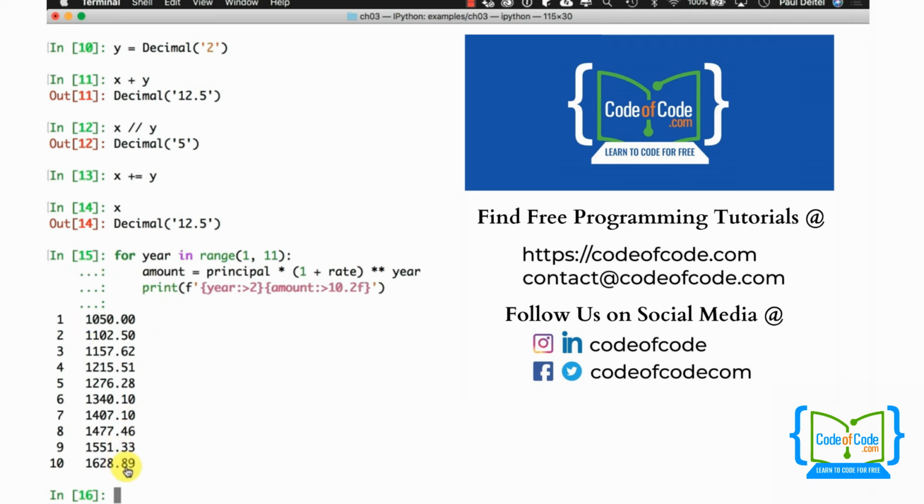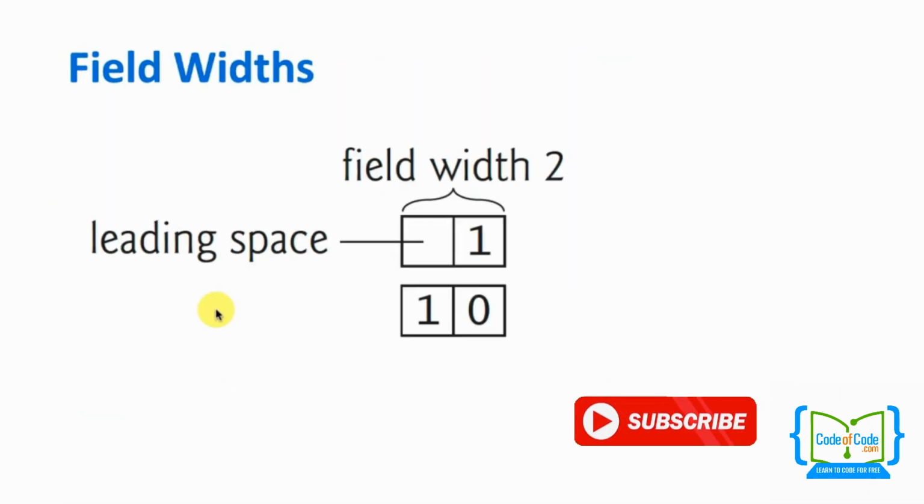So let's talk about how we got that formatting in this particular case. First of all, the format specifier for the year, which looks like an emoji symbol, is actually greater than and 2. Less than and greater than mean left and right alignment respectively. So when you see a greater than sign and 2, what that means is we want to take the value of year and right align it in a field width of 2. Let me show you what I mean by that in a diagram for a moment here.